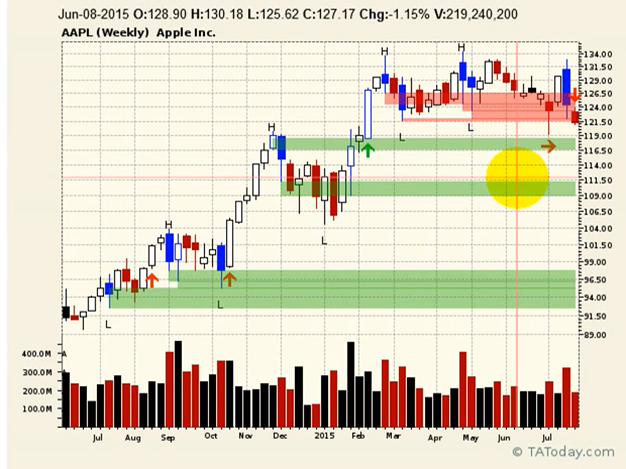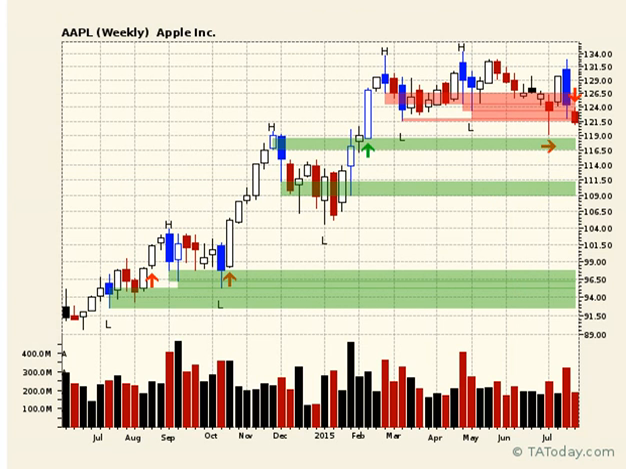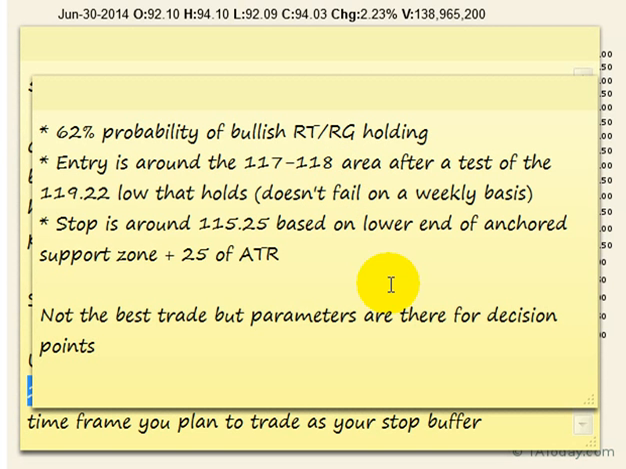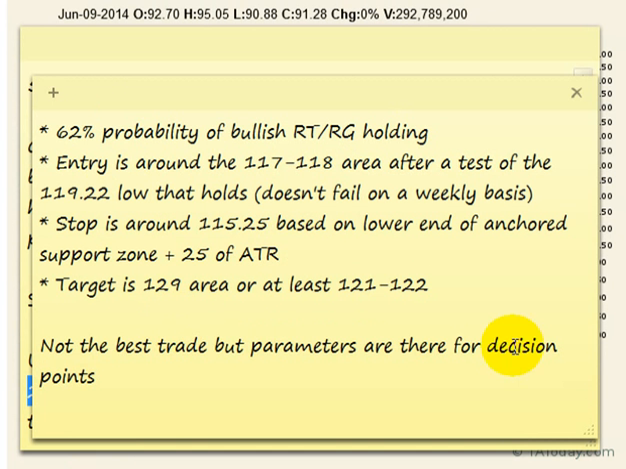We've outlined the trade, and just to put those numbers on the board, here are those parameters, right? The probability of the hold on the bullish retest, the entry if you get these conditions, the stop would be here. Your target, which we didn't put in here, but we can put in right quick, would be about 129, with 121, 122 worst case. It's not the best trade, but these are the parameters, and now we can watch this thing play out and see how it looks. We'll pick it back up from here next time.